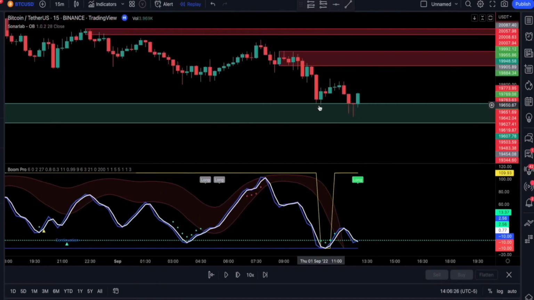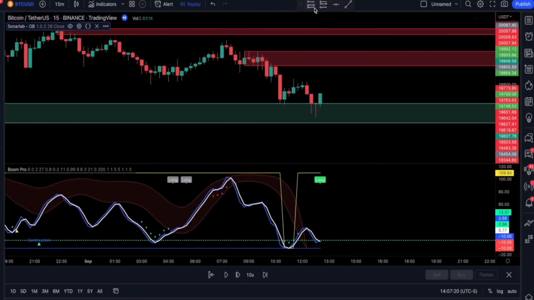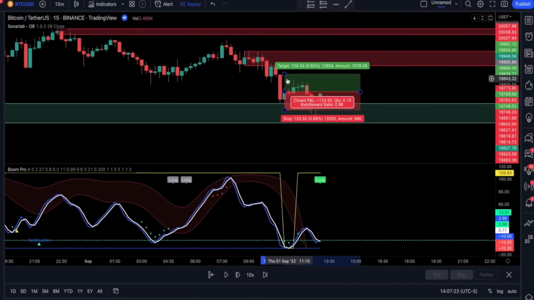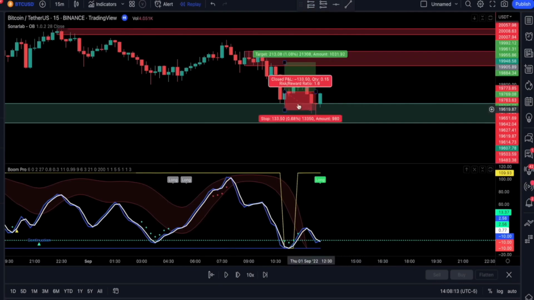Here's another example. We see we had a pullback, and again a lot of traders placed their buy orders somewhere here and their stop losses got collected again. That's why we're using this amazing indicator to avoid entries like this.